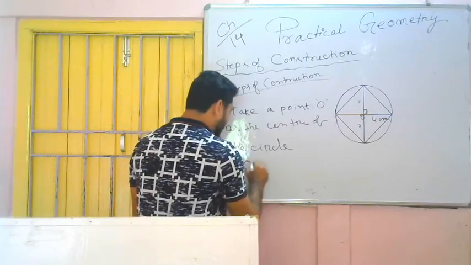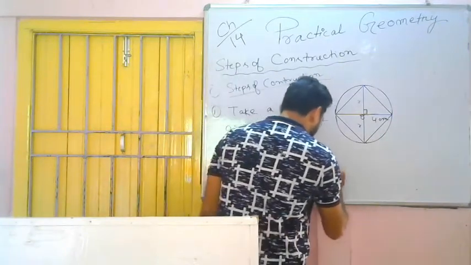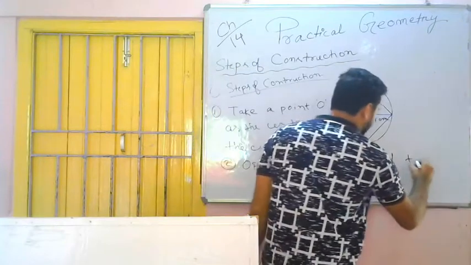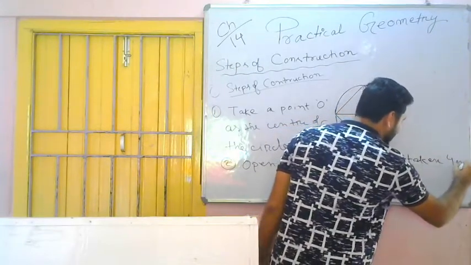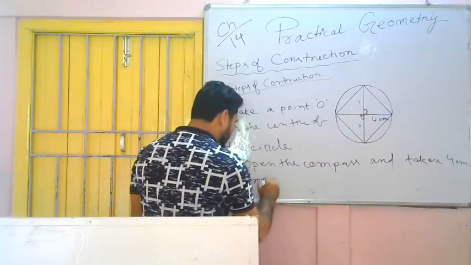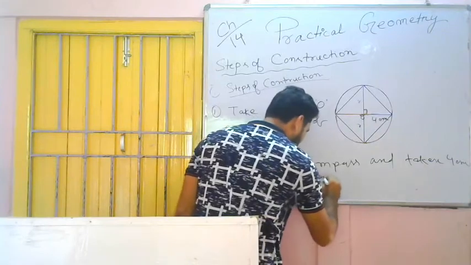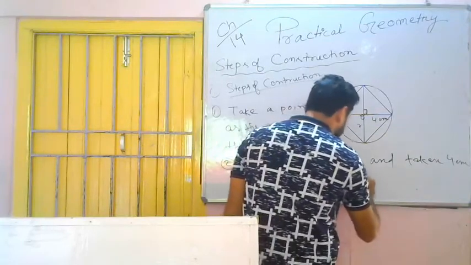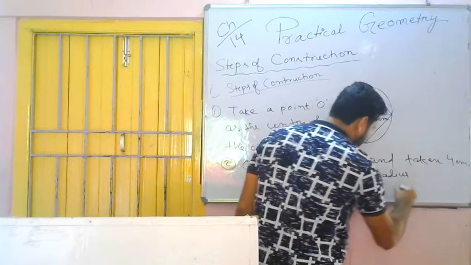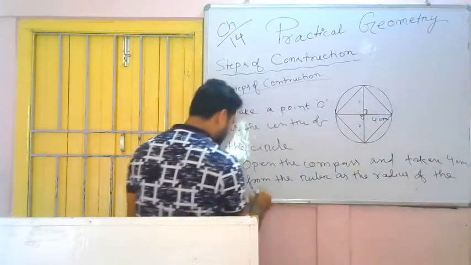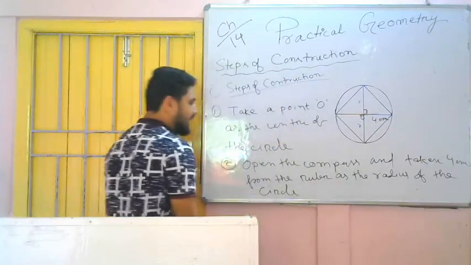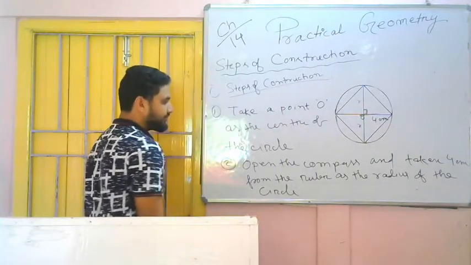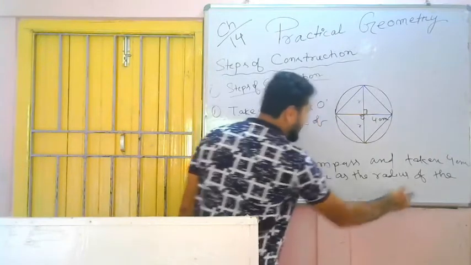Right, number 2, open the compass and take 4 centimeter from the ruler as the radius of the circle, okay, as the radius of the circle.